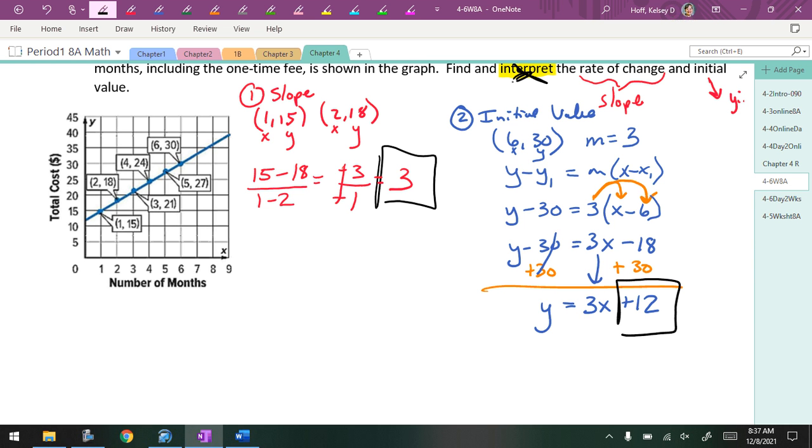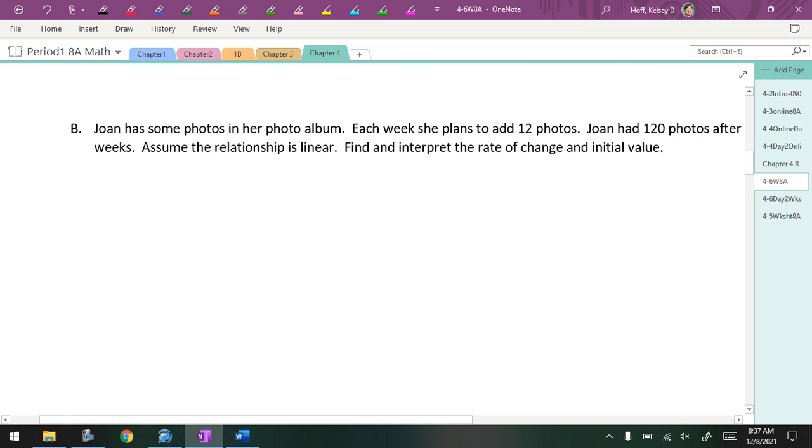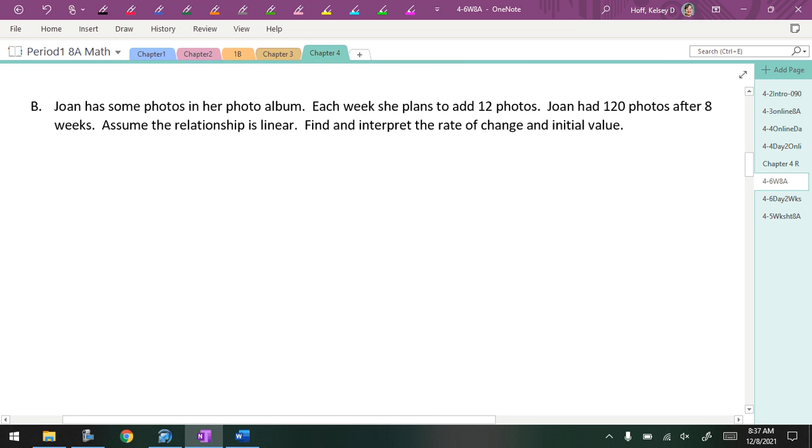Okay. Should we do it again? Same process. Except for this time, they just give us sentences. Oh, no. Okay. Joan has photos in her photo album. Each week, she plans to add 12 photos. Joan had 120 photos after 8 weeks. Assume the relationship is linear. We're going to cross off the word interpret. You are just going to find the rate of change and initial value.